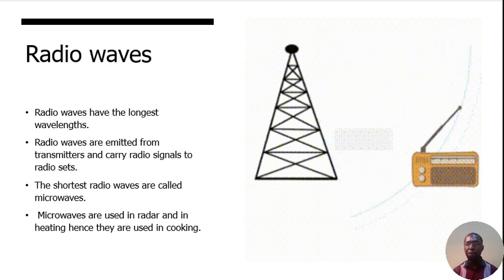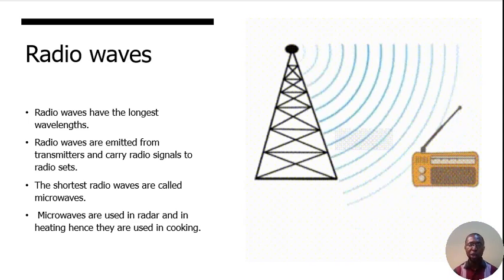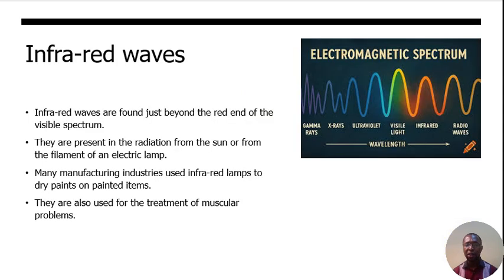All right, having said that about radio wave, let's go to the next radiation in the spectrum, and that is the infrared. The infrared is the next radiation in the spectrum that comes immediately after the radio wave, and they actually come from the sun. Okay, that's their source, or sometimes from the filament of an electric lamp. Now this infrared is used by manufacturing industries to dry paint or painted items. So it's used for drying our paints, and also for the treatment of muscular problems.